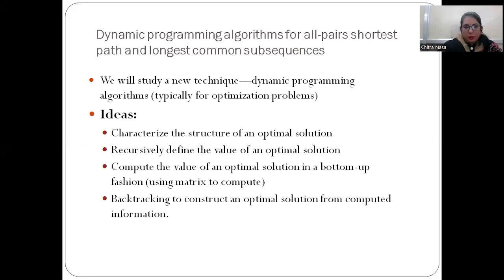So what is the DP approach basically? It's characterized in 4 parts. First, you need to characterize the structure of your optimal solution. Then you have to define the recursive value for that optimal solution. Then compute the values in a bottom-up manner, and then backtrack to construct that optimal solution from the computed information. That is the main approach on which your DP algorithm works.